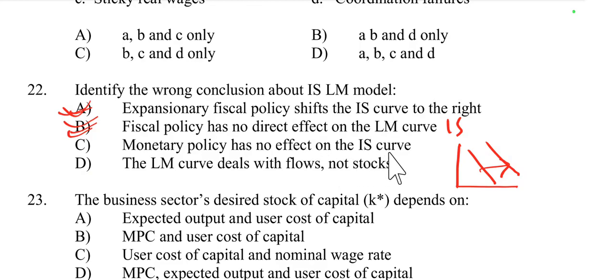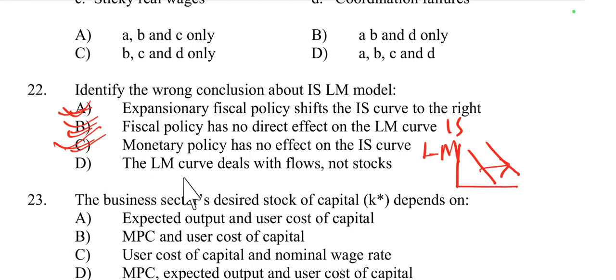Then option C, monetary policy has no effect on the IS curve. Yes, monetary policy primarily affects the LM curve, not the IS curve. So monetary policy has no effect on the IS curve, it has an effect on the LM curve. So option C is right. Monetary policy creates changes in money supply and interest rate. These primarily affect the LM curve, not the IS curve. So this is also right.